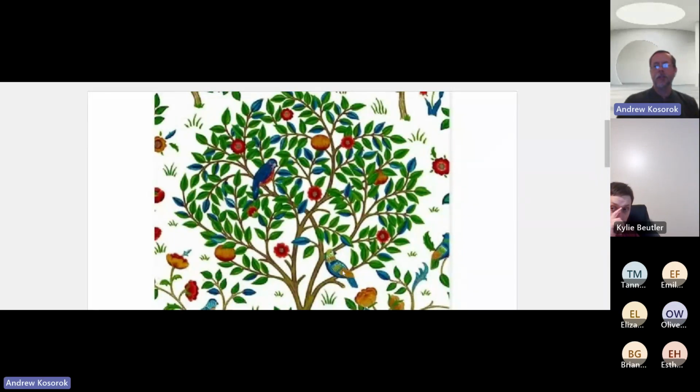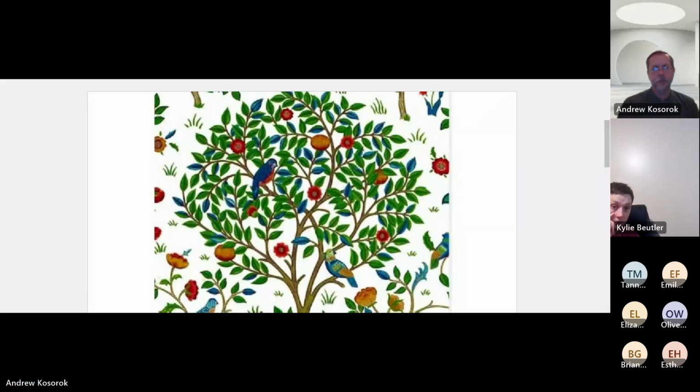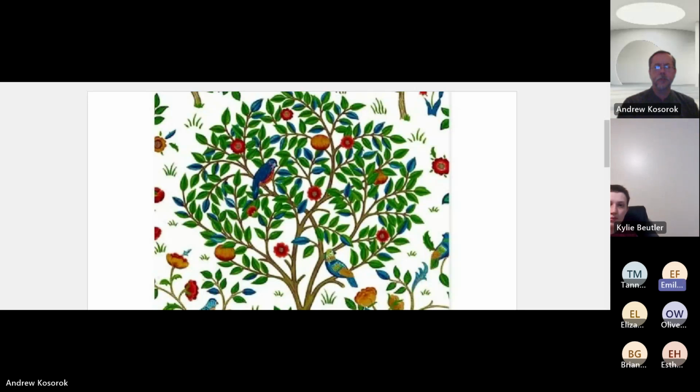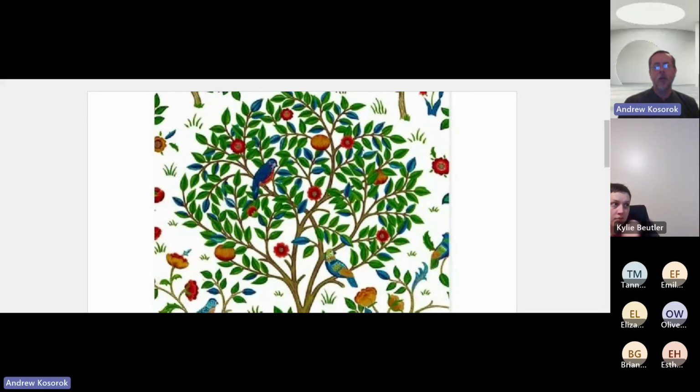What do you notice about the leaves? They all look exactly the same. Yeah, they're identical. So this is an example, as we're moving towards abstraction, where the artist is starting to simplify the design elements and turning it almost into a pattern. Do you think you'd ever see a tree like this in real life? No, I don't think so. So this is one of the early steps towards abstraction.